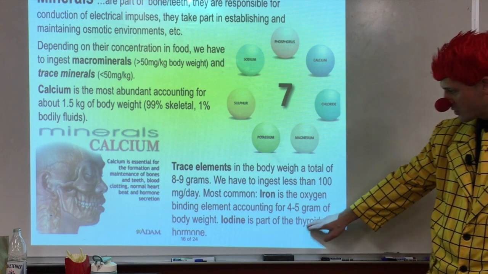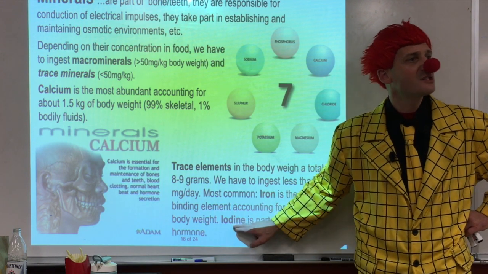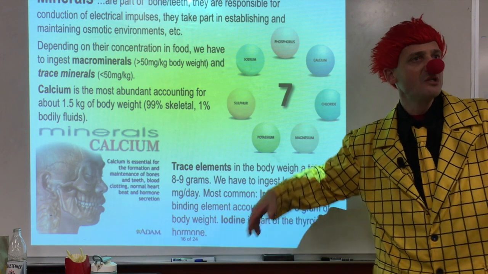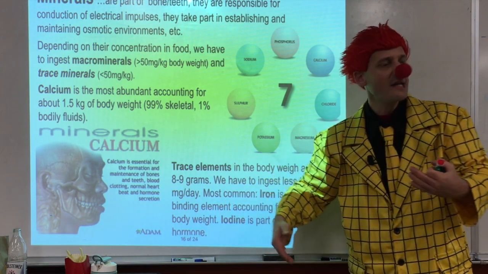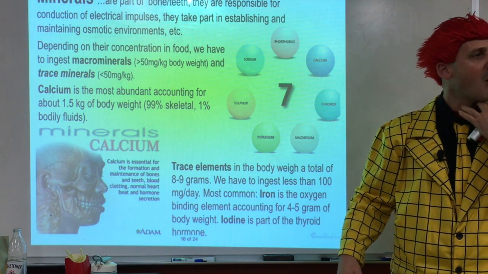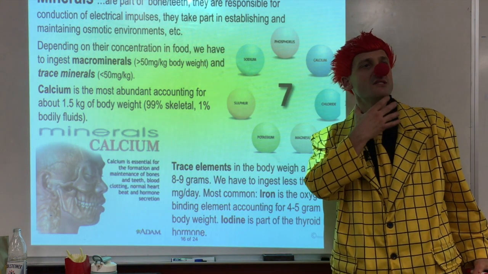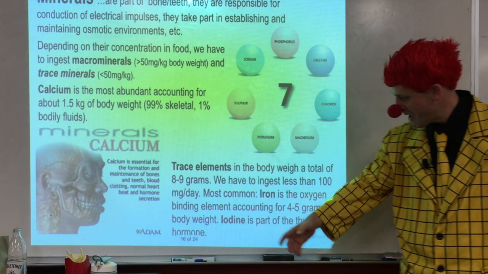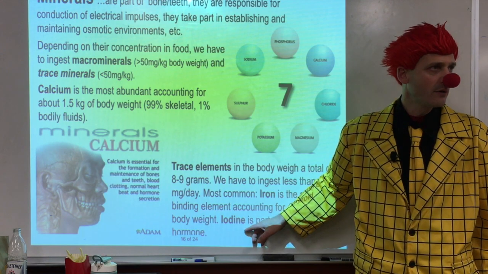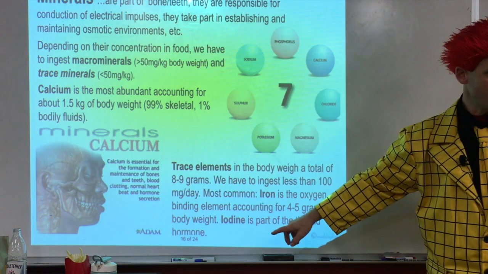Iodine is part of the thyroid hormone, so that's also important. That's one that we started supplementing in people, like vitamin D going into the milk. With the iodine, we go into the salt, and we got rid of the goiters, which are large enlarged thyroid glands, because the thyroxin doesn't have the iodine on it, so the hormone is non-functioning. It's a good example why we need these things.